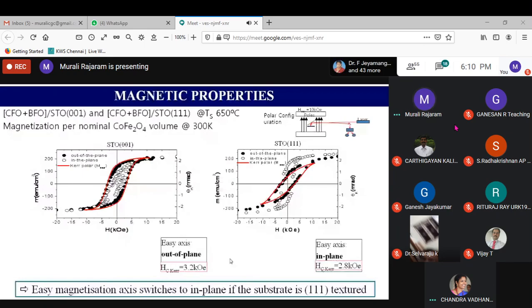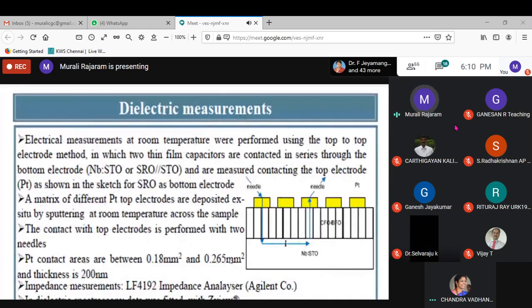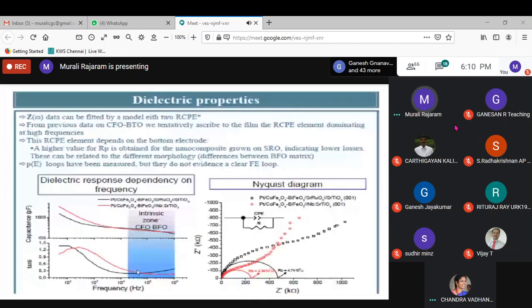This is the macroscopic dielectric measurement. We put some minute platinum electrodes, and we could do impedance analysis using needles. I'm not going into the details of this one because of the time constraint. So I will omit this one for the present.